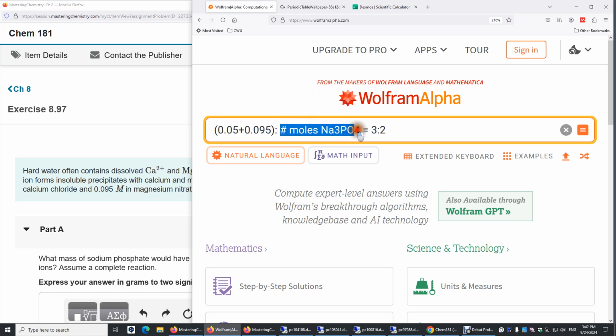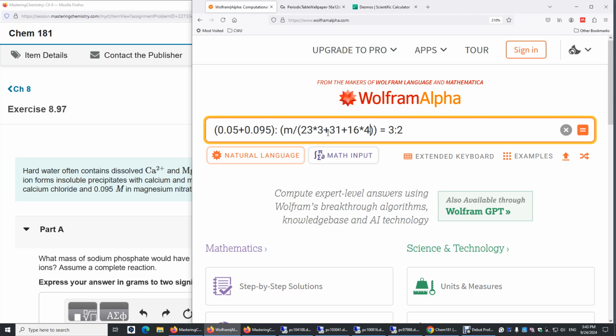The number of moles of sodium phosphate, well, we don't know. Let's say the mass is M. I'm going to use M as the variable, divided by the molar mass of sodium phosphate. Sodium has a molar mass of 23, and we have 3 sodium in the formula, plus PO4. Phosphorus is 31. Oxygen is 16, and in PO4, we have 4 oxygen. So this is the equation that we need to solve.